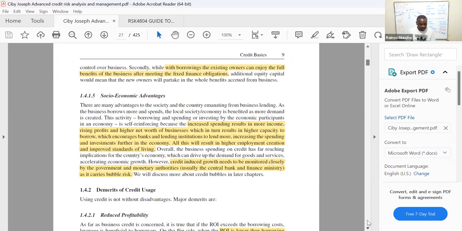So are there any questions when it comes to the advantages of credit in the economy? Any questions?